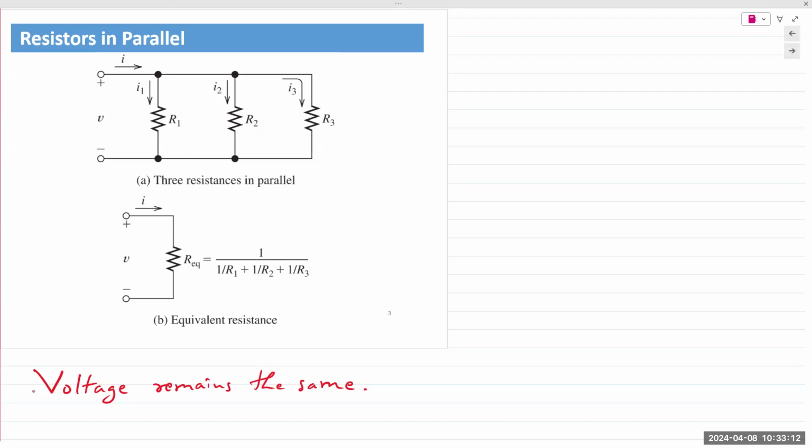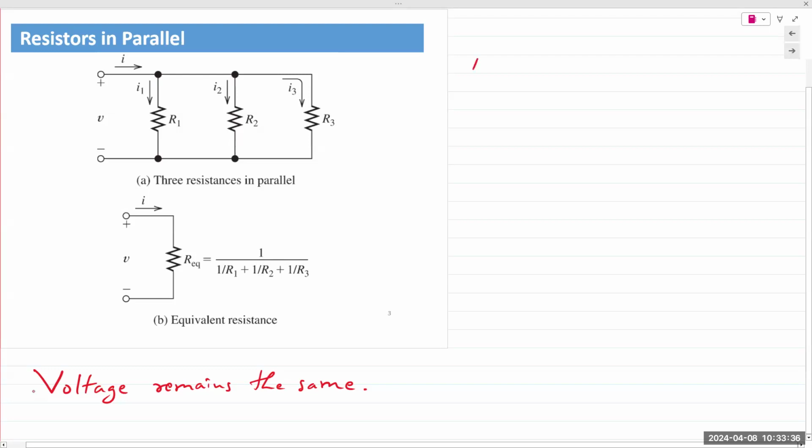The only elements that we see in this class are resistors, capacitors, and inductors. They're all two terminal elements. One terminal, two terminals. And so if each one of those terminals is connected respectively to the other component, then they are said to be in parallel.